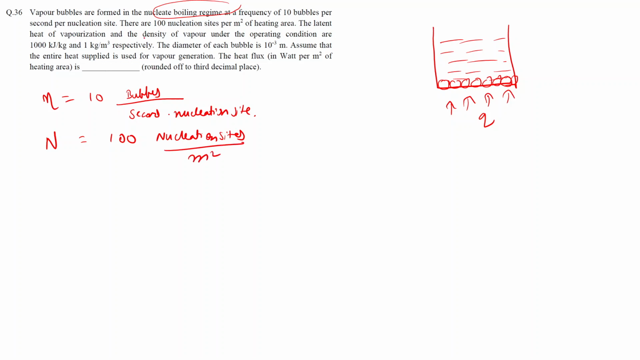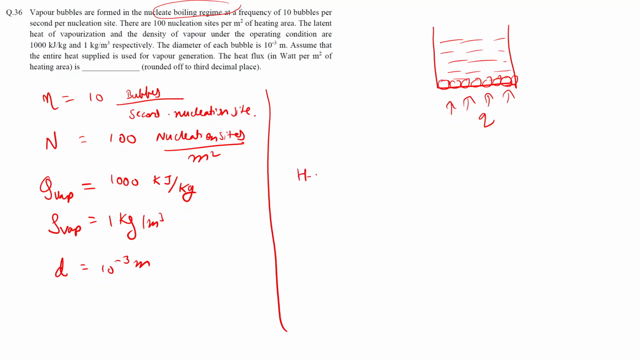The latent heat of vaporization, let's just call it Q vaporization, as 1000 kilojoule per kg, and then density of vapor, rho vapor, we have been given as 1 kg per meter cube. The diameter of the bubble is 10 raised to minus 3 meter. Assuming that the entire heat supplied is used for vapor generation, the heat flux is asked. So here we have been given that the entire heat supplied is used for vapor generation, and we have been asked to find the heat flux.